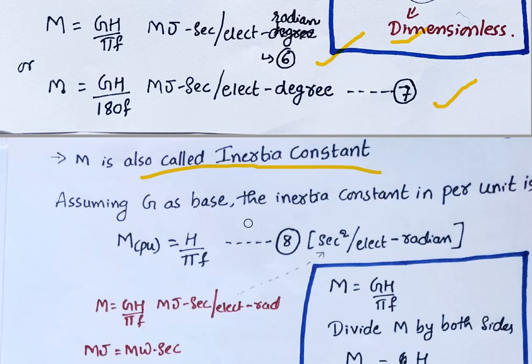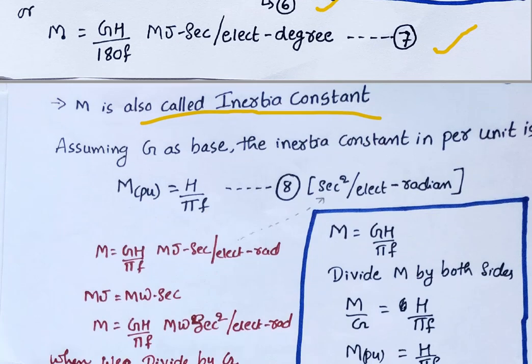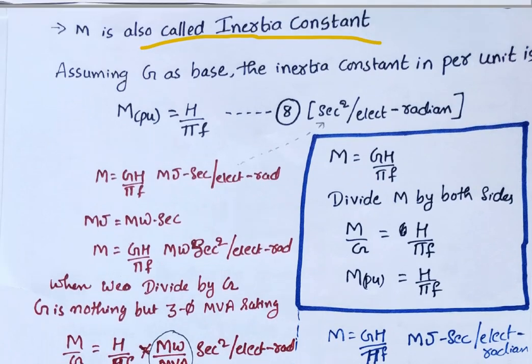Assuming G as base, that means my base power. What is my per unit power? Actual power by base power. So G is my base power. M equals GH by pi F, as I have written. Now divide by G on both sides. It is the base MVA, basically the three-phase base MVA.